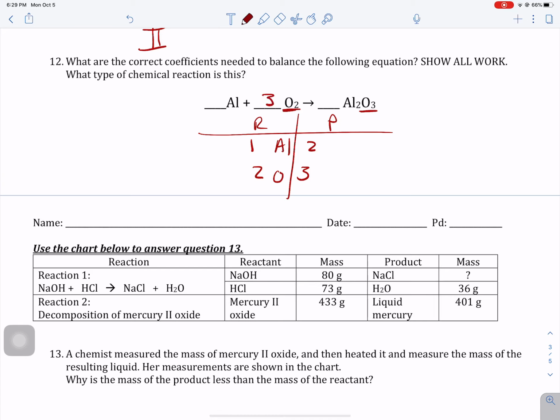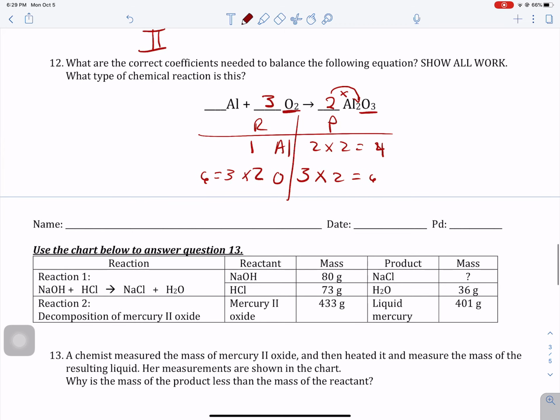So you have a 3 here. So 3 times 2 equals 6. Put a 2 here. 3 times 2 equals 6. So they're both happy. Okay, now we're looking at aluminum. So there's a 2 here and a 2 here. Remember, they're multiplying. So now I have 2 times 2 equals 4. Okay, so what would I have to put over here to equal this? So I would have 4 aluminum over here. Okay, so they're all happy.